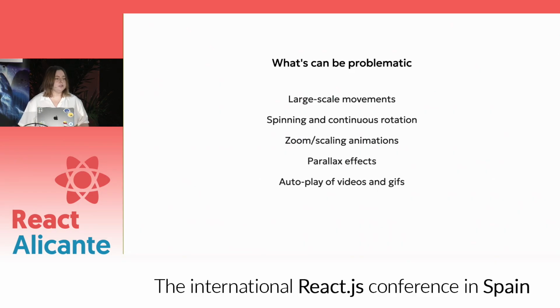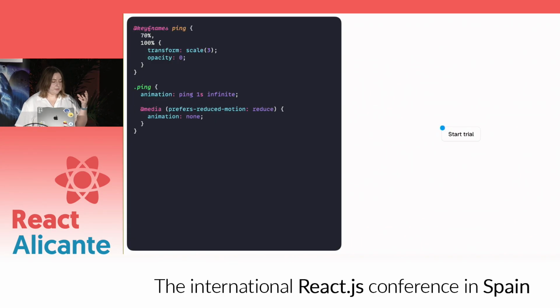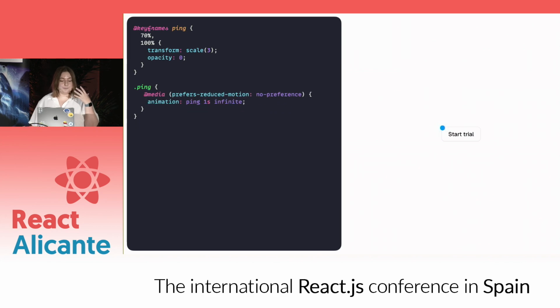So it doesn't mean that we just need to go and disable all animations with this property. We just need to be thoughtful how we use it. For example, we have this animation that adds a ping to help users find the start trial button. Apparently, animations like this can be quite taxing. So we can use the prefers media query.